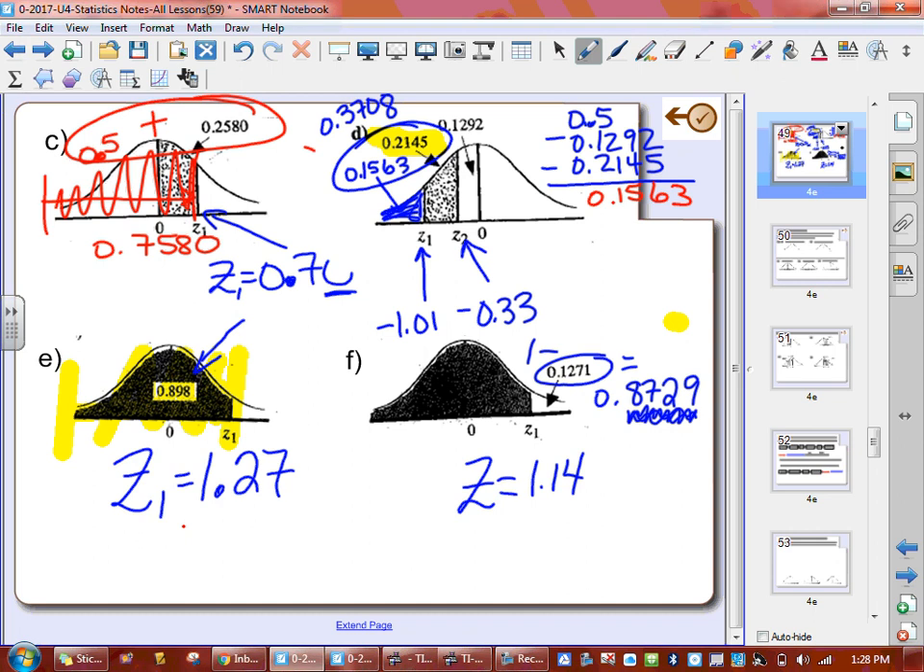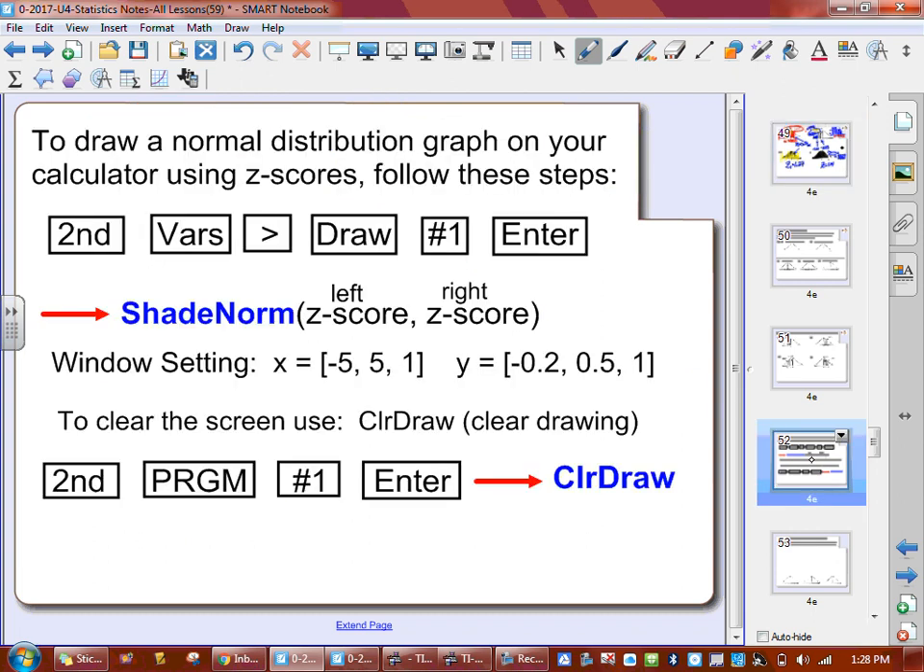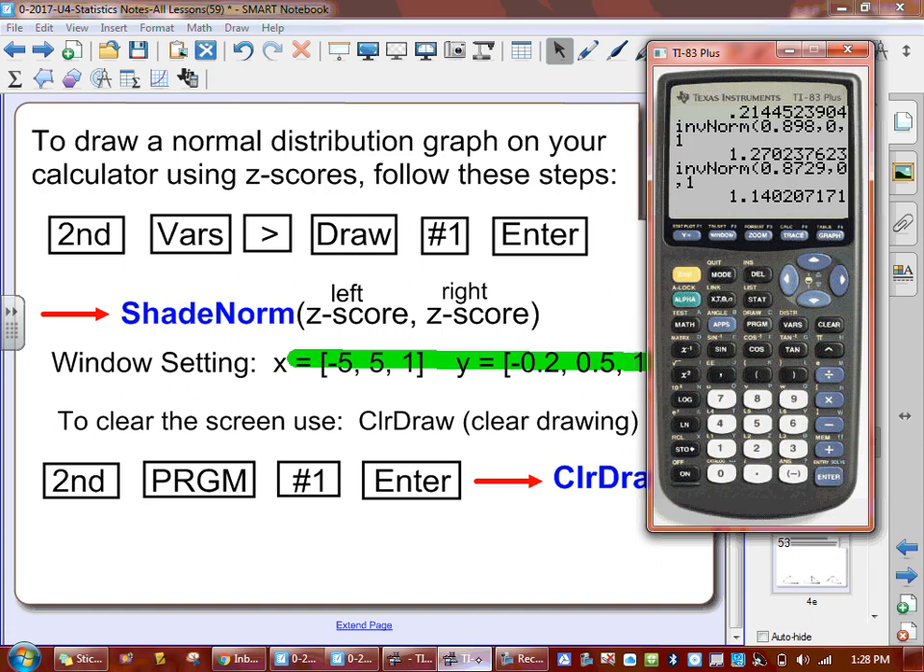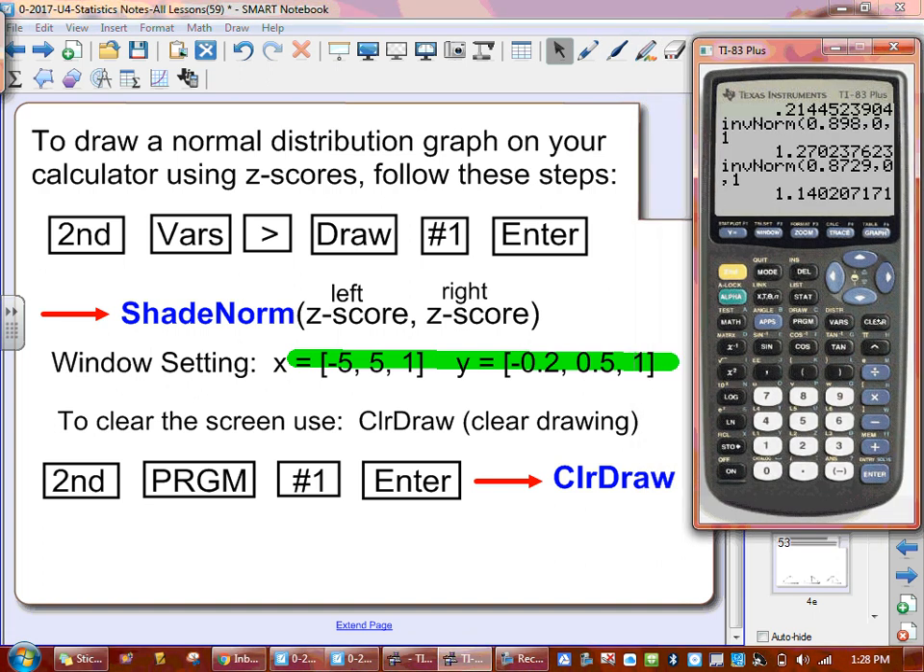This is showing us a window setting, and we're going to put this window setting into our calculator right here. Okay, so everybody grab your calculator and we're going to put that window setting in. Okay, page 25, pardon me, sorry. Top of page 25. So we're going to put in negative 5, 5, 1.